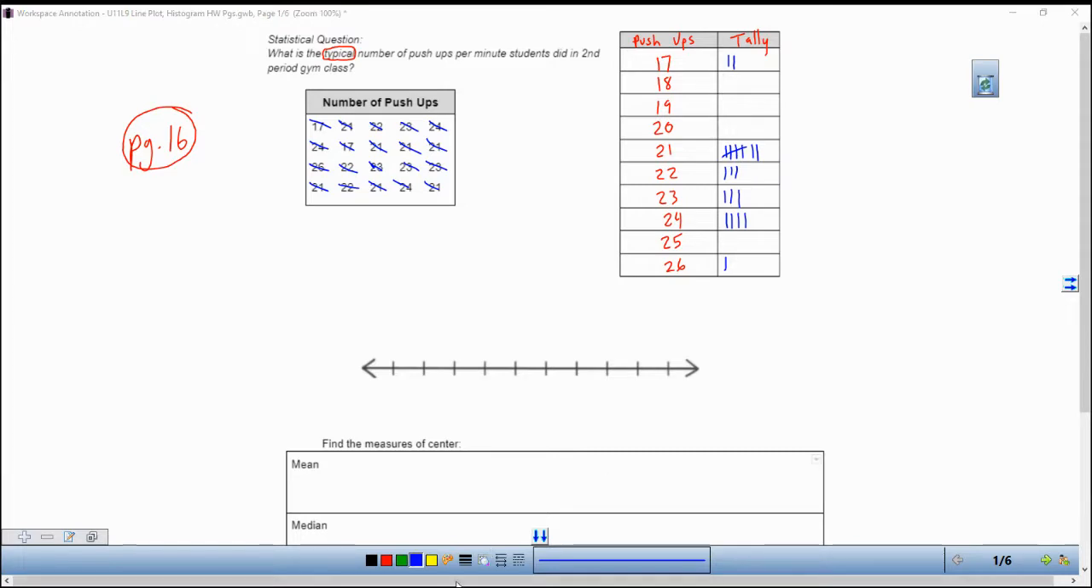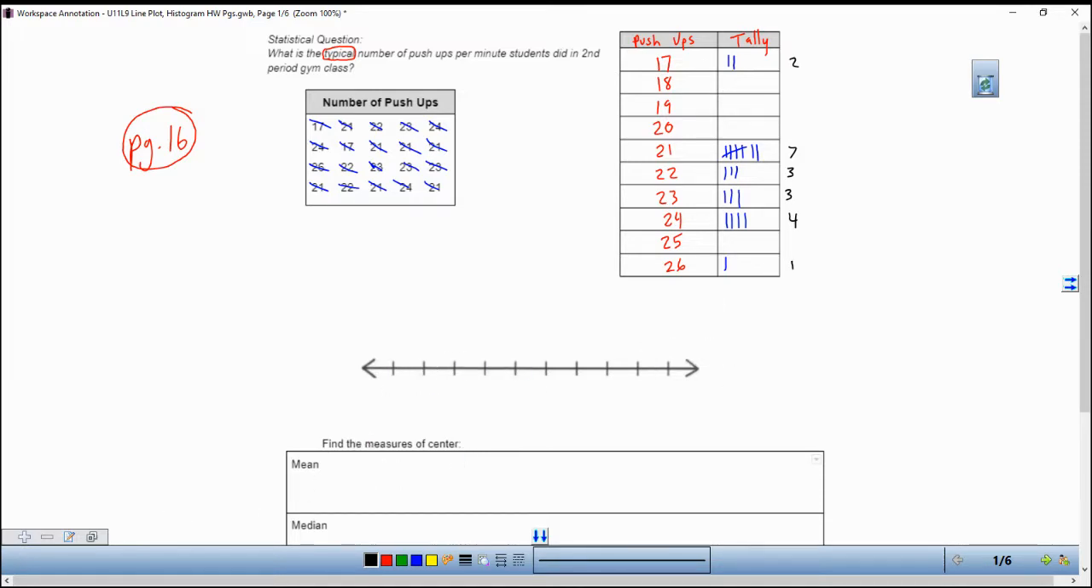I'm just going to take a second to check to make sure I have all the data. So we got two 17s, 7 21s, 3 22s, 3 23s, 4 24s, 1 26. 7 plus 3 is 10, 13, 16, 19, 20. So we have a total of 20, which is good because we have 20 pieces of data.